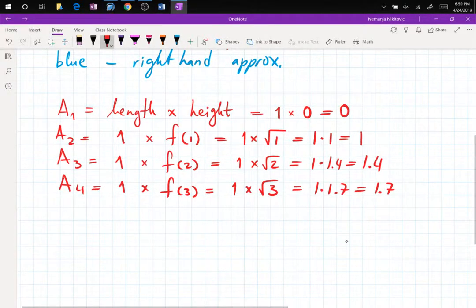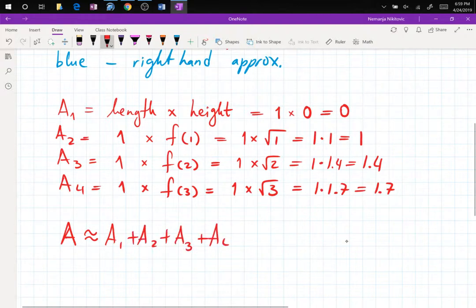The actual area is approximated by A1 plus A2 plus A3 plus A4. I had 4 rectangles there, and that is going to be 4.1 when you add all of these values. Yes? And that was using the left hand. Yes, red one, left hand. Now we're going to repeat this with the blue.